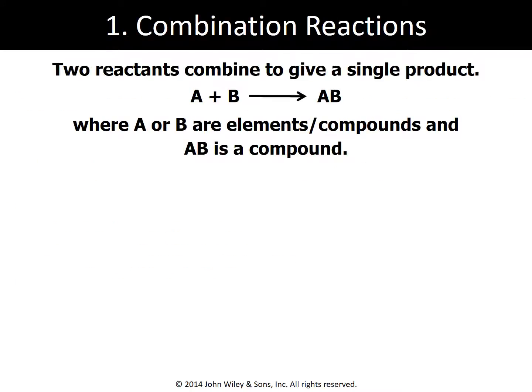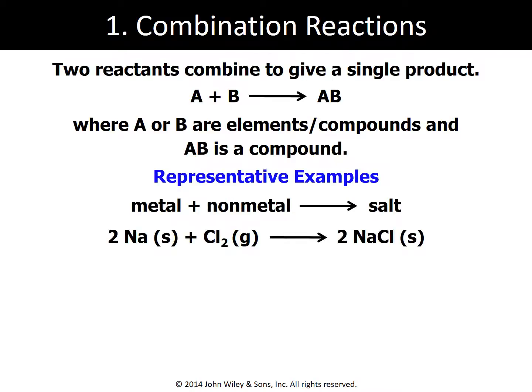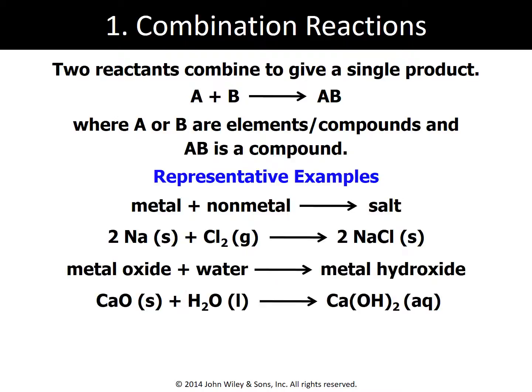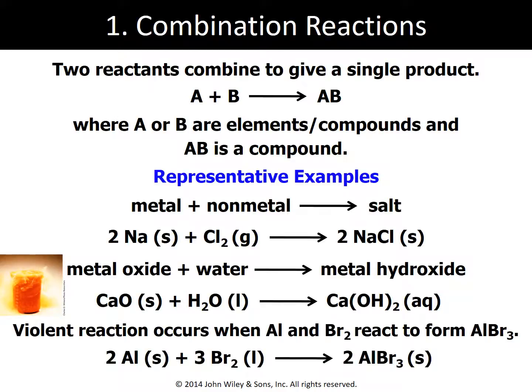Let's first start with combination. So we can see combination reactions are when two reactants combine to give a single product. And we can have our A or B here be elements or compounds, but AB is going to represent a compound. So in our example, we can see we'd have a metal and a non-metal, giving us one compound, which is salt. We could see we'd have a metal oxide and water, giving us a metal hydroxide. In this last example, we can have two different elements combining together to give one compound.